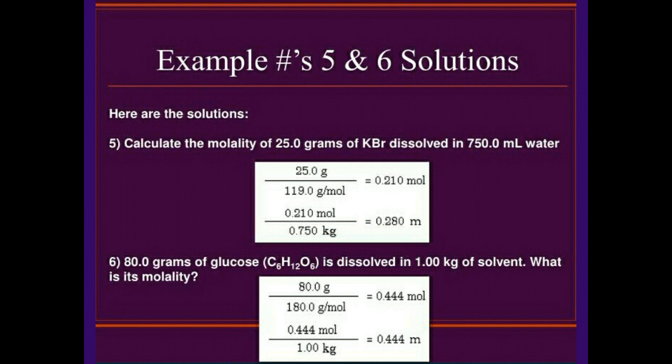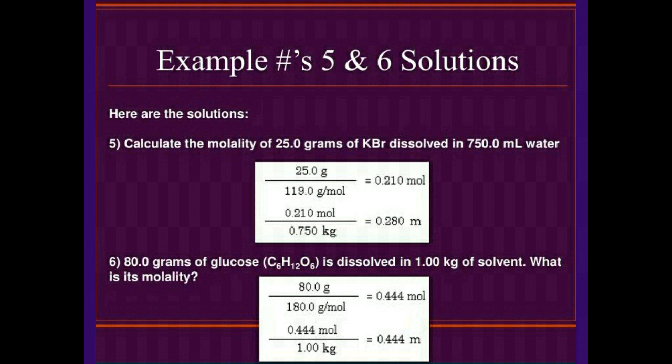0.750 liters. When we change milliliters to liters, it will become 0.750 liters. And as I've told you, in case of water, whatever will be the volume of water in liters, that will be the mass of water in kilograms, because density is 1 gram per milliliter. So the mass of water also will be 0.750. Number of moles we have calculated, mass we have calculated. We will divide both these and 0.280 small m will be the molality. Clear?